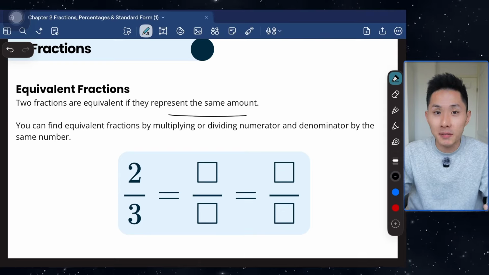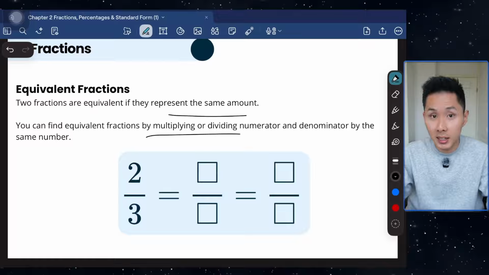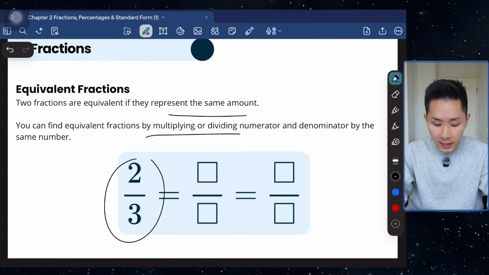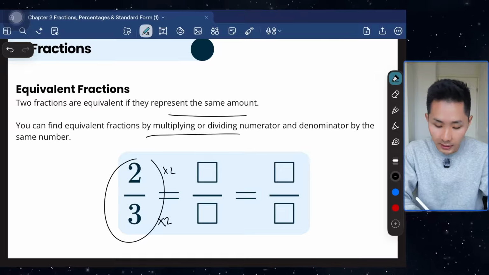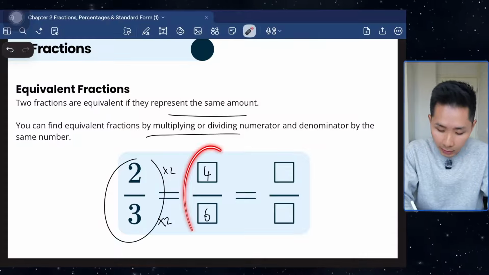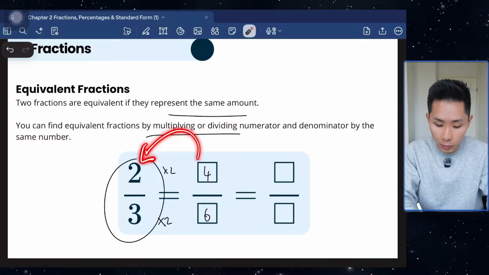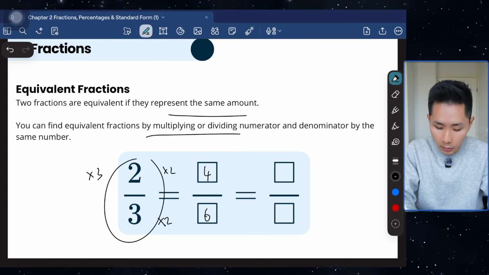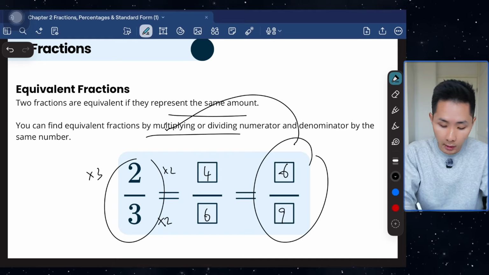You can find equivalent fractions by either multiplying or dividing the numerator and the denominator. So for example, 2 over 3 here, if I want to find an equivalent fraction, I can multiply, let's say, the numerator and denominator by 2, and that will give me 4 over 6. So this fraction here, in quantity terms, is equivalent to 2 over 3. You can also multiply, let's say, by 3, that will give you 6 over 9. And that's also an equivalent fraction of 2 over 3.